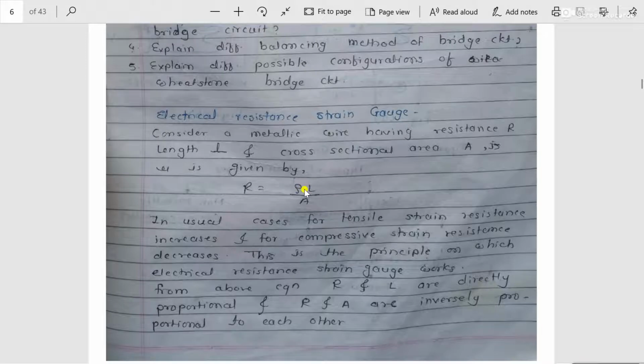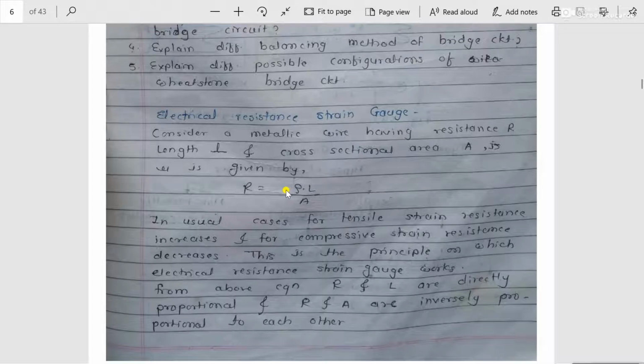What are the constant parameters we are considering in Hooke's law? That is, stress is directly proportional to strain, and after that stress is equal to Young's modulus into strain. So E also represents the constant factor in the Hooke's law application. But here R is directly proportional to length and inversely proportional to A, and the final equation is written in this form, R is equal to rho into L divided by A, and this rho is called a resistivity factor, which acts as one constant parameter.